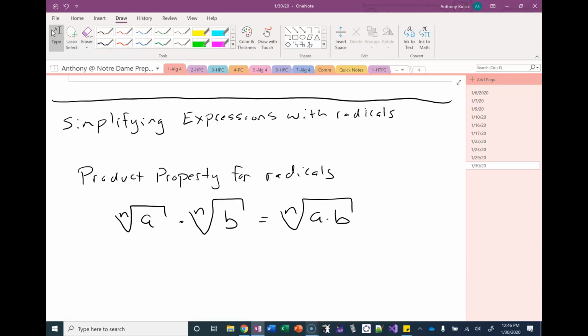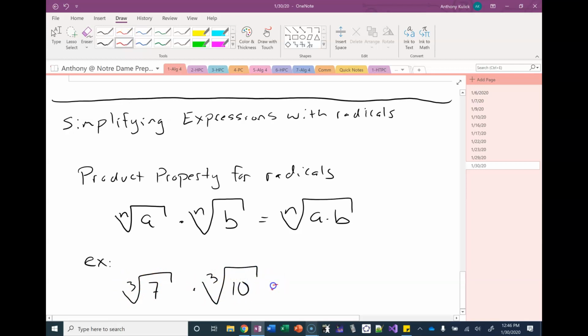So what this property is saying is if I want to multiply two radicals together, they must be the same kind of radical. So in this case, notice that both our radicals are cube roots. And if they are the same kind of radical, we can just multiply the radicals together by multiplying the radicands together. So in this case, the cube root of 7 times the cube root of 10 would be the cube root of 70.